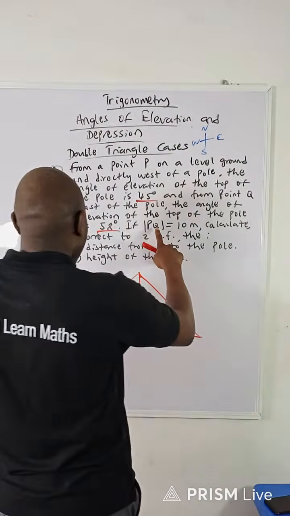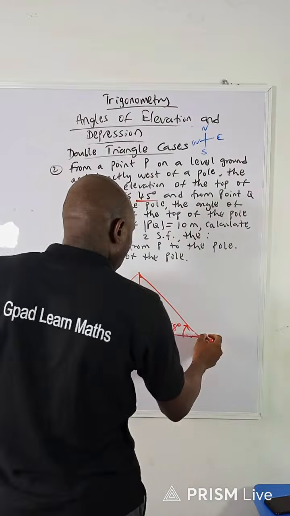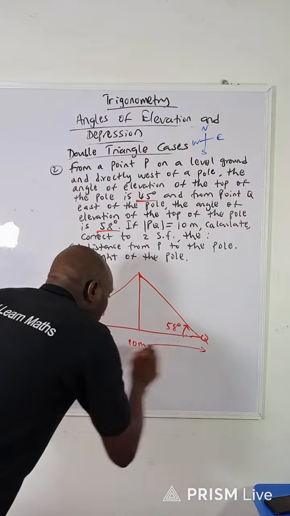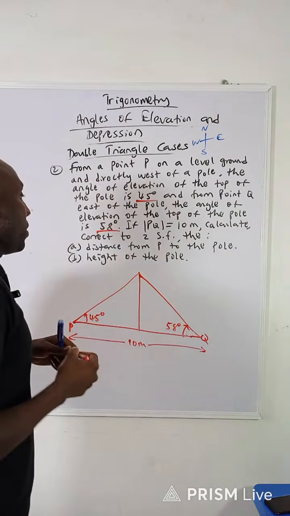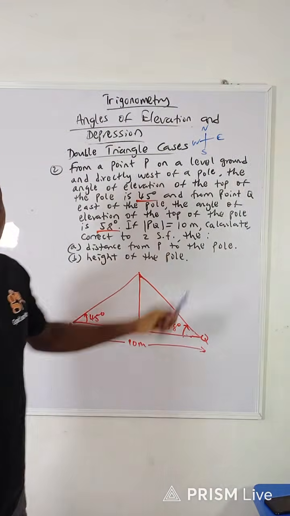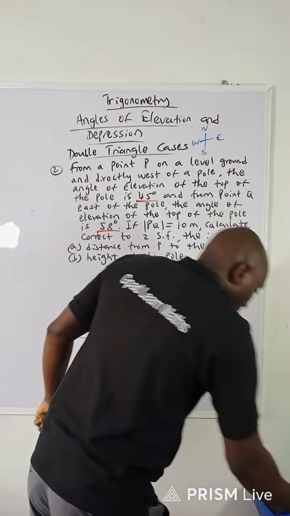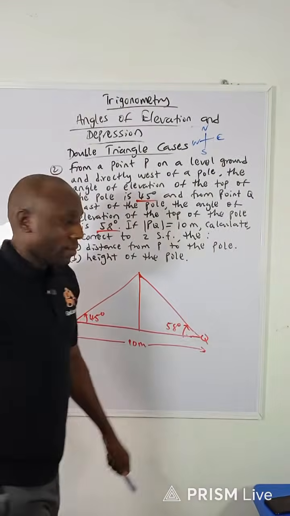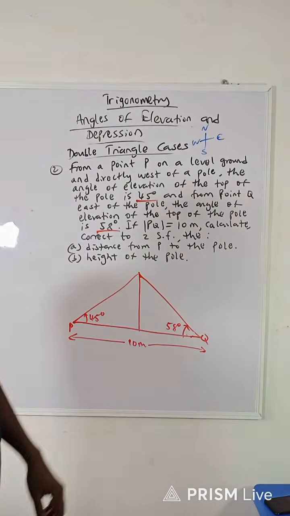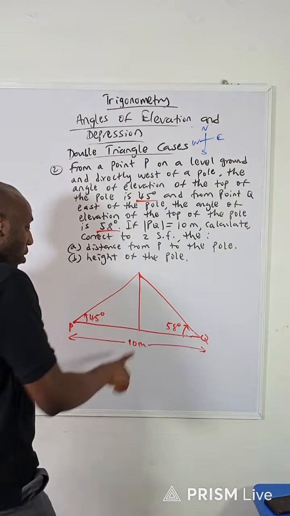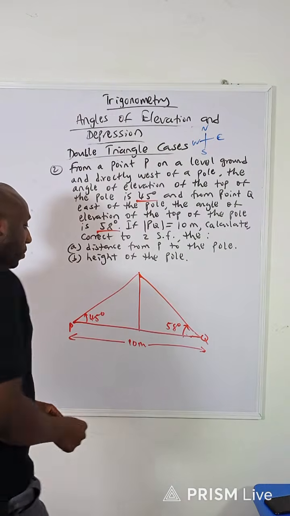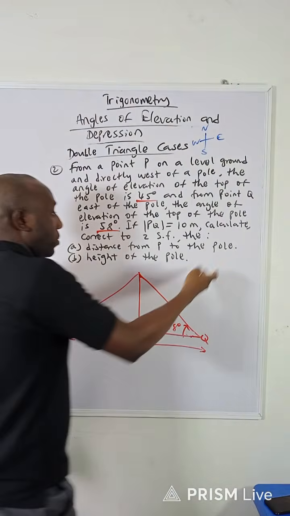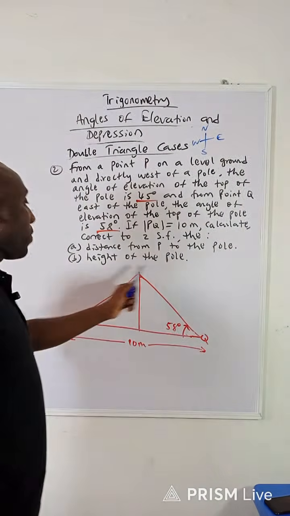They say if PQ is 10 meters, so the whole of this from here to here is 10 meters. Calculate, correct to two significant figures, SF being significant figure, the distance from P to the pole. Where is the pole? The pole is here. The distance from P to the pole, and then the height of the pole.